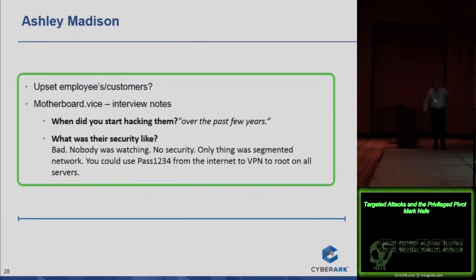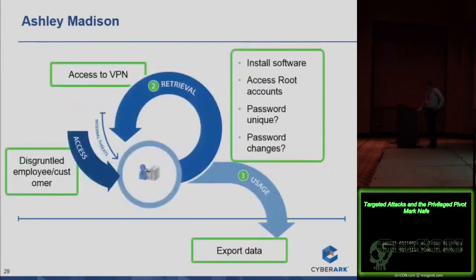Nobody was watching, no security. There's a segmented network, which is fairly easy, and pass 1, 2, 3, 4 from the internet to the VPN. So obviously, whoever set up the security for this was not looking at the accounts, or know that hackers typically use accounts as a privileged way to get into the network. Same thing, disgruntled employee, good access to the VPN via a hacked username password. Okay, access to some root accounts, and we're going to export the data.